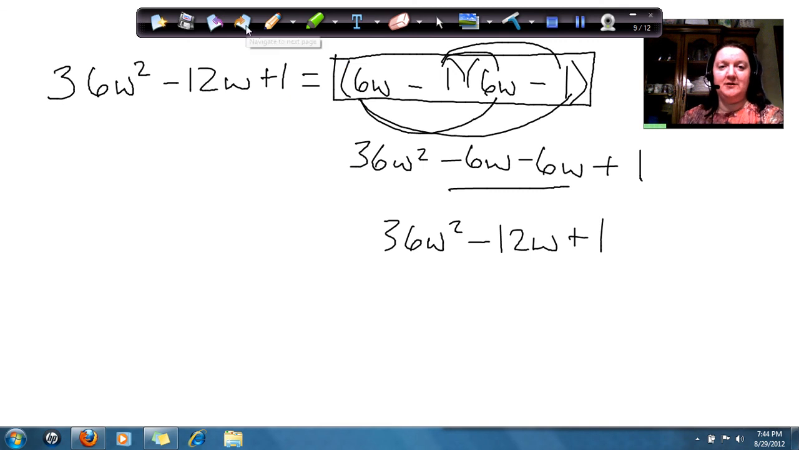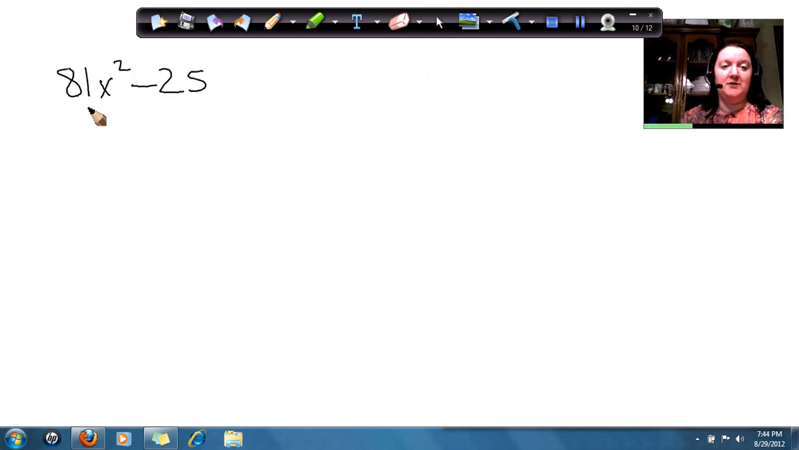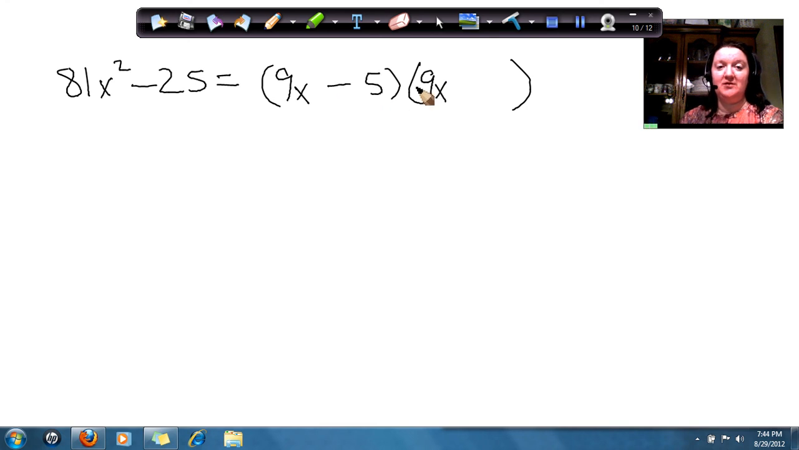Let's look at another example. Here again we have two numbers that have perfect square roots. The square root of 81 is 9. The square root of 25 is 5. So let's use that information to factor. We're going to have 9x in the front here, 9x in the front here. We're going to have minus 5 here, and plus 5 here. The reason I have a plus and a minus is because I don't have a middle term in this, so I know I want my outside and inside terms to cancel each other out.